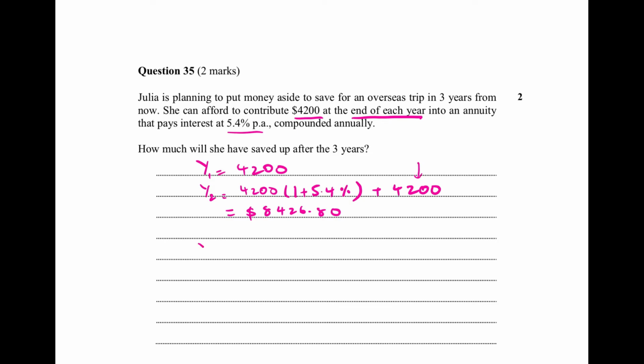Okay, year 3, she now has the $8,426.80. That's going to go through a cycle of interest. So now this is sitting in the bank. That will accumulate interest. And then I make another $4,200 contribution at the end of the year. So by the end of the 3 years, she now has $13,292.65.